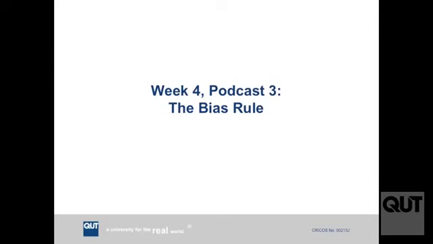Welcome to the third of the Week 4 podcast on the bias rule of natural justice. All the issues we just considered in the previous podcast were part of the hearing rule, and the second limb of natural justice is the bias rule. This second limb is not used as frequently in practice, but it can be used and it does arise in some of the scenarios that we look at in this unit, so it's important to know about.